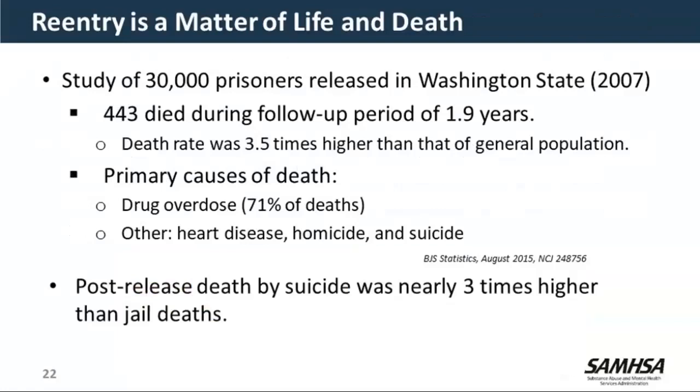There was a study done in 2007 in the New England Journal of Medicine, and then you also see towards the bottom of this slide studies that have continued to look at this through the Bureau of Justice Statistics. In Washington State, a study of 30,000 prisoners really showed that when good reentry planning did not happen, there was a higher incidence of death rates, much higher, 3.5 times higher than that of the general population. And the primary causes of death for this population coming out of the Washington State prison system, the leading cause was drug overdoses, followed by heart disease, homicide, and suicide. Post-release death by suicide was nearly 3 times higher than in-jail deaths.